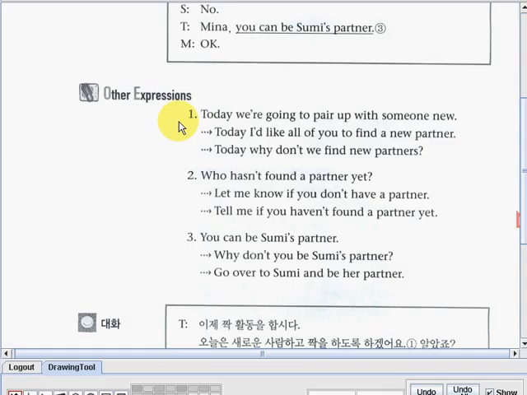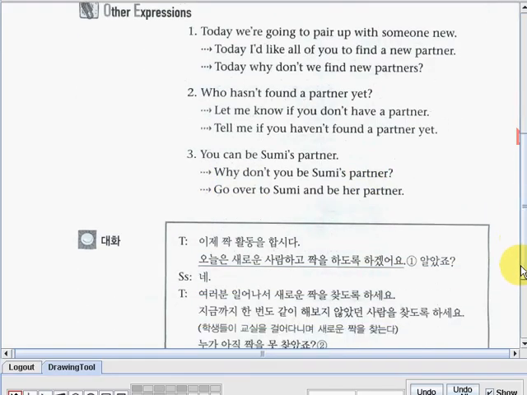Now let's try to study the other expressions this time, starting with number one. Today, we're going to pair up with someone new. You could also say, today, I'd like all of you to find a new partner. Or today, why don't we find new partners? Now let's go to number two, the expression, who hasn't found a partner yet. Let me know if you don't have a partner, or tell me if you haven't found a partner yet. So it just means the same thing. You can use the question form or the sentence form. Now number three, the expression, you can be Sumi's partner. The teacher could also use, why don't you be Sumi's partner? Or go over to Sumi and be her partner.